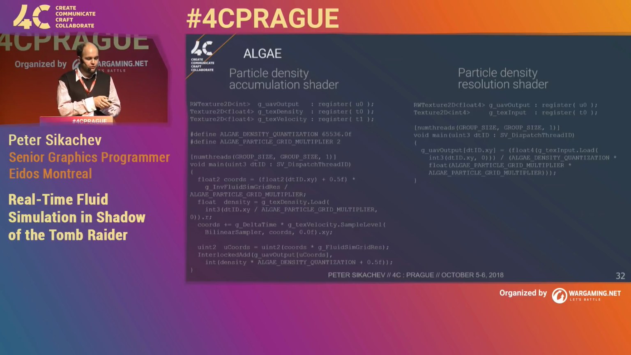So therefore, what we do effectively is quantize everything into integers, and then after we do the advection, we add together all particles that hit the same cell. The other thing you can notice here is this particle grid multiplier. Basically, we do some sort of super resolution for the particles. In each grid cell, we spawn 4 particles to avoid aliasing issues.